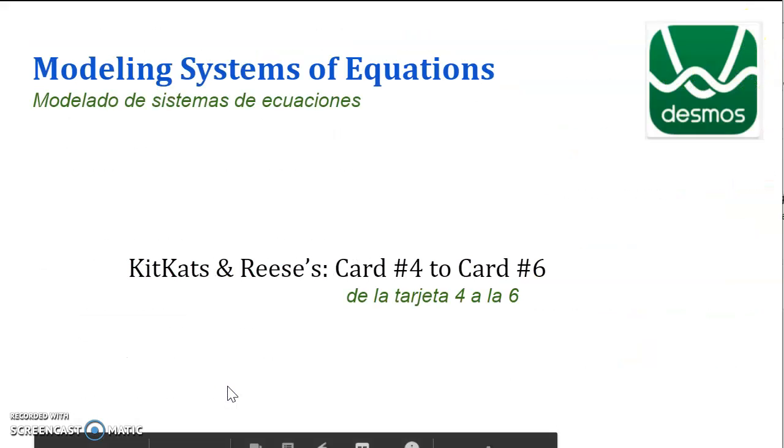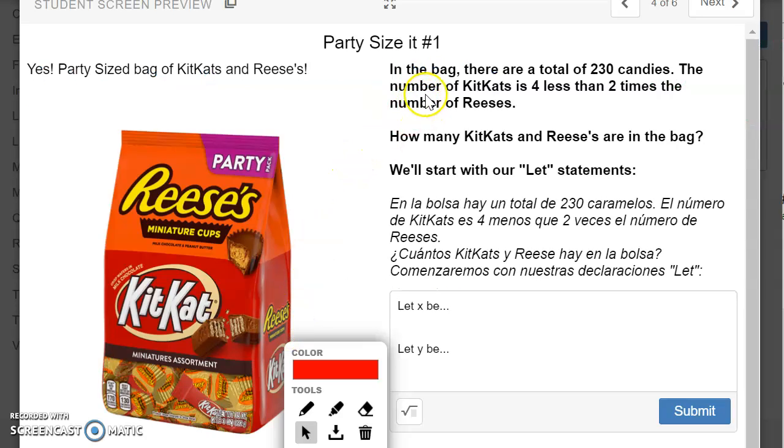And with that, you are going to pause the video and try to do card number 4 to card number 6. That's the Kit Kat and Reese's problem. So let's read the problem. In the bag, there are a total of 230 candies. The number of Kit Kats is 4 less than 2 times the number of Reese's. How many Kit Kats and Reese's are in the bag?